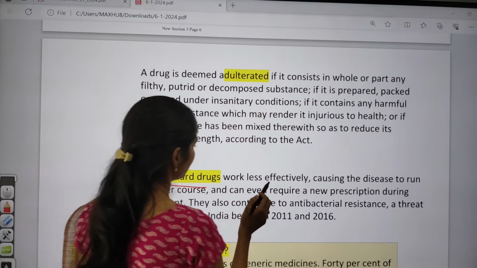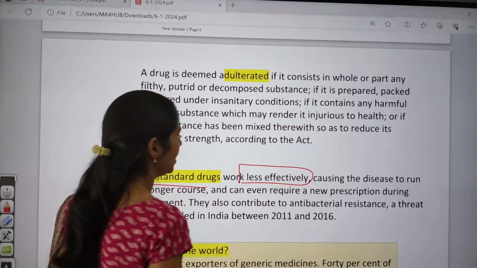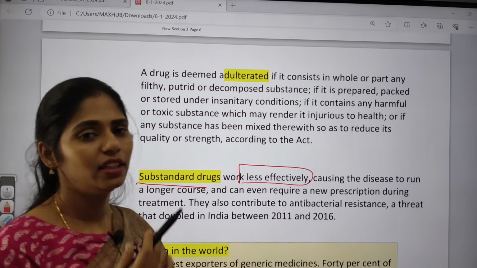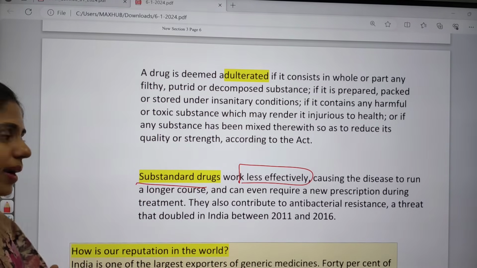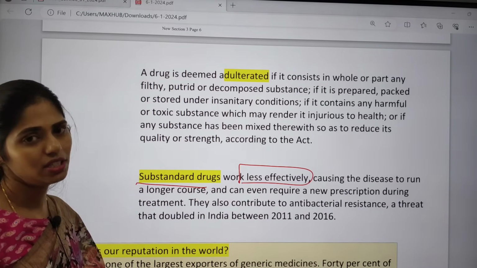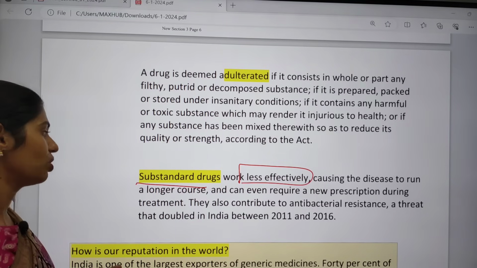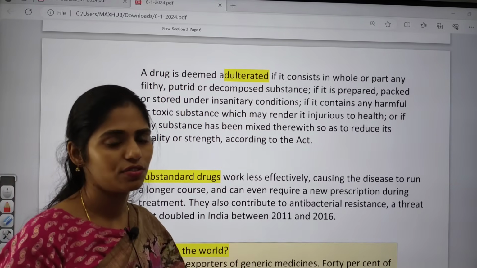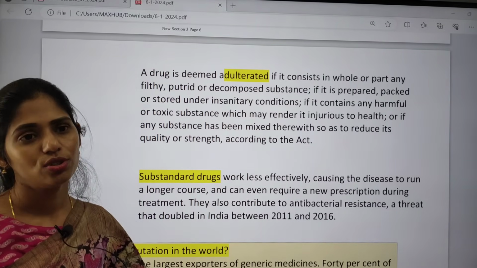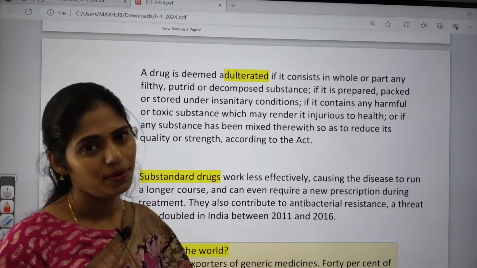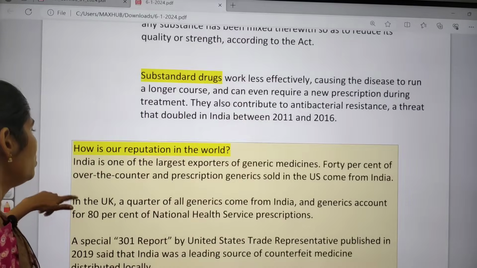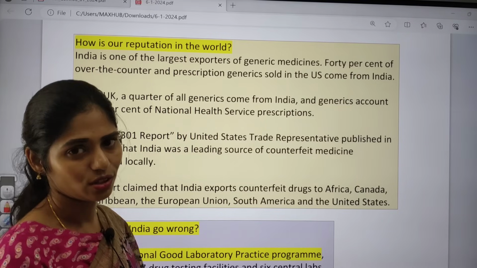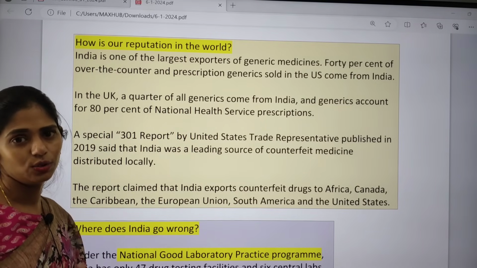Substandard drugs work less efficiently and the disease-causing organisms will not be killed, the duration of the treatment will increase, and sometimes we will require a new prescription of drugs. If sometimes you are taking an antibiotic and it is a substandard drug, then yes, you will also get antimicrobial resistance. And if we talk about the impact, it will have a huge impact on the reputation of India in the world.